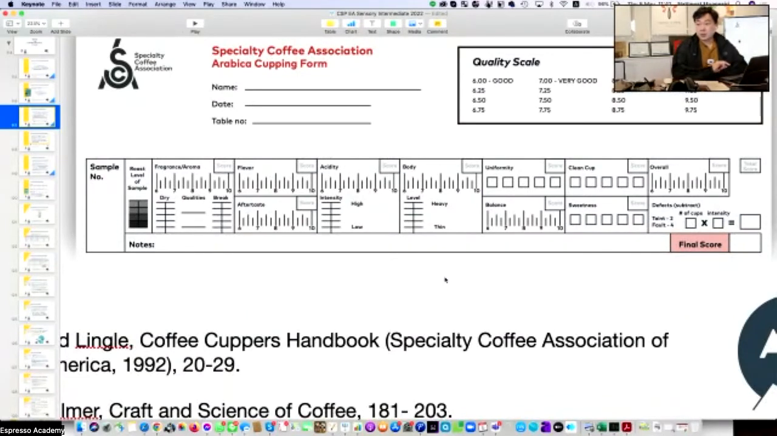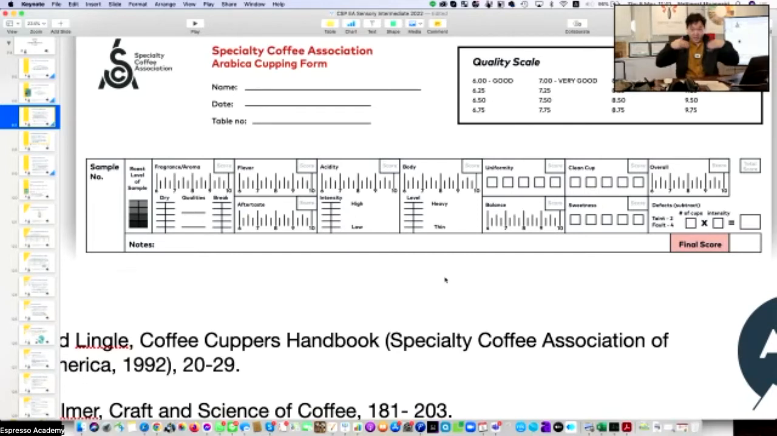So we have a lot of boxes, right? I will show you on our iPad later to see how it works. How do we score? It's very simple. If you think this coffee is good, I don't want to say that, because that's very subjective.